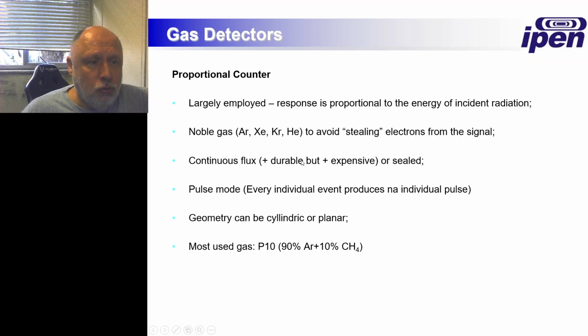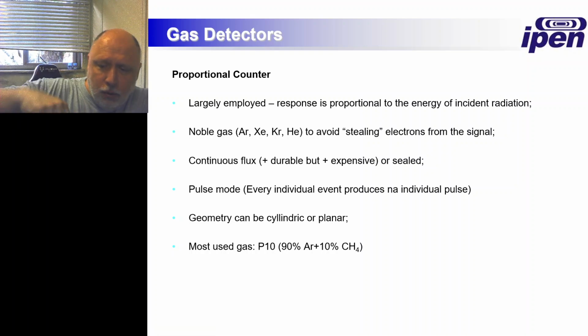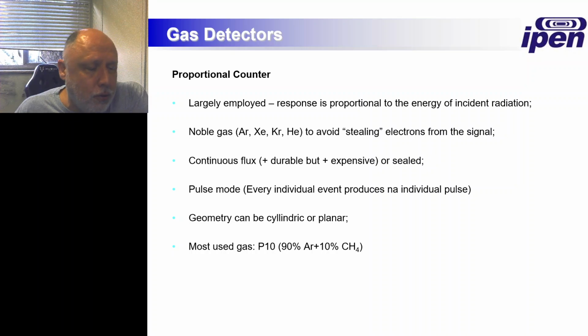We usually use noble gases because we want to have high voltage, and we don't want the gas to steal electrons from the signal, right? And noble gases are known for being quite inert in that case. As I showed you in that picture, they can be of continuous flux, meaning you keep just circulating gas there, or they can be sealed and then they have a limited time span, because sometimes the gas will be, quote, burned. You will damage too much the gas. There's no more way to do, right?